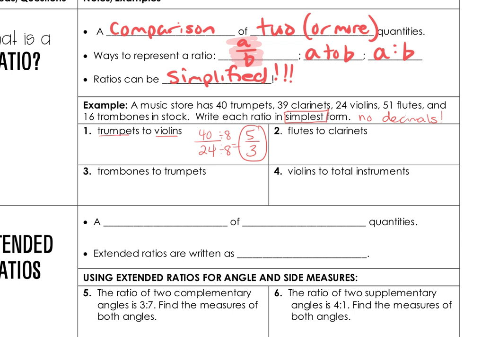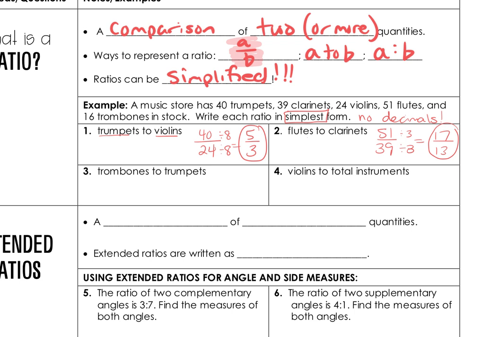Let's take a look at number 2. We're going to do flutes to clarinets. So I have 51 flutes and I have 39 clarinets. Both of these numbers are divisible by 3. So 51 divided by 3 gives me 17. 39 divided by 3 gives me 13. I can't go any lower than that. And it is okay if you notice on 1 and 2 how we have that improper fraction. I want you guys to take a moment and try 3 and 4, and I will pop back on, so you can pause the video here and then jump back on to see if you got 3 and 4 correct.